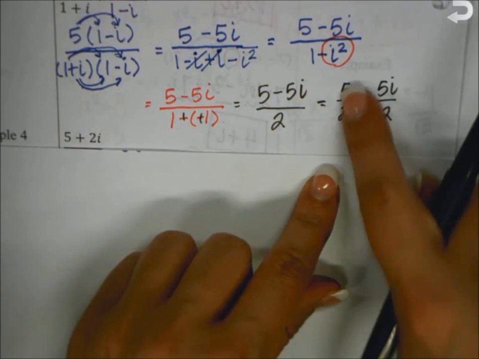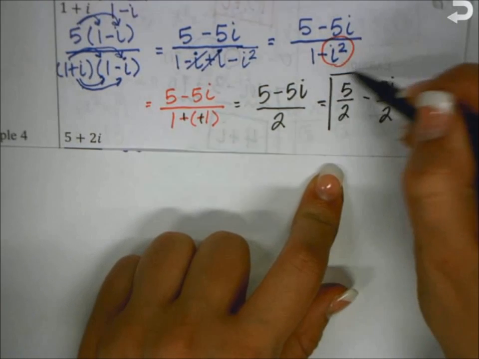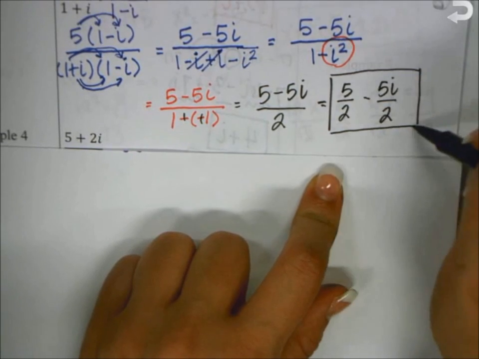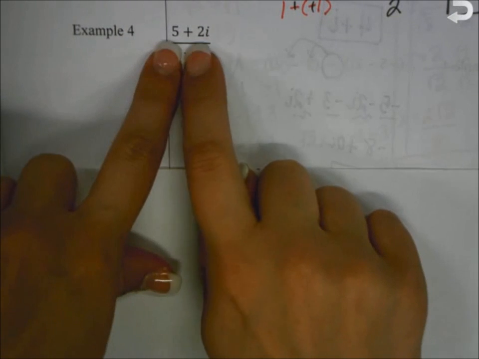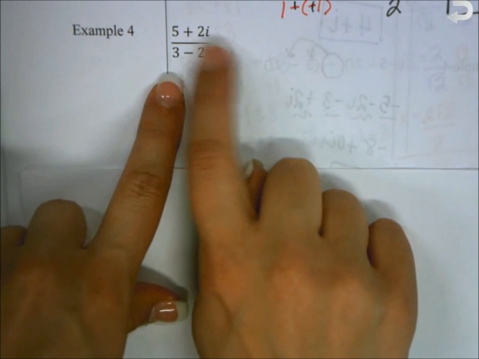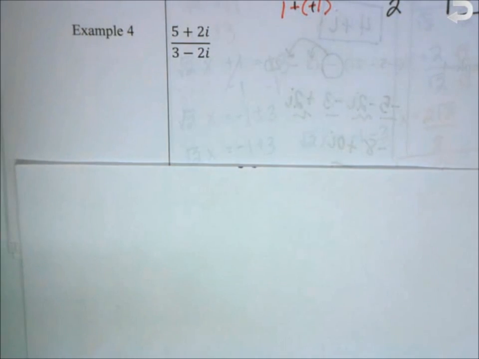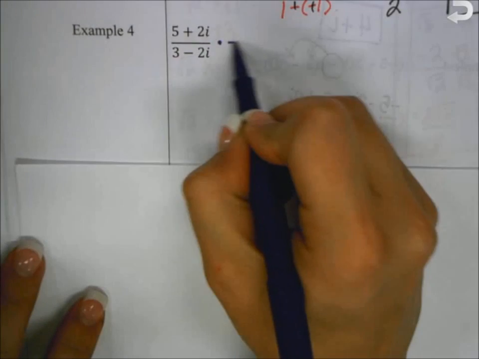How'd you do that? Okay, this time we have 5 plus 2i all over 3 minus 2i, and I have an i in the denominator, which is something I do not want. So I need to multiply the numerator and the denominator by the conjugate, which means that we change 3 minus 2i to 3 plus 2i.